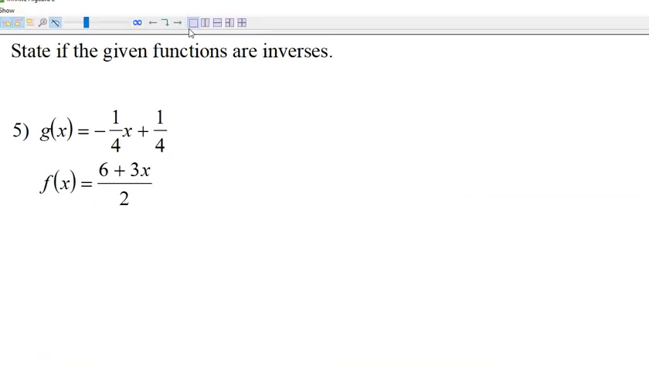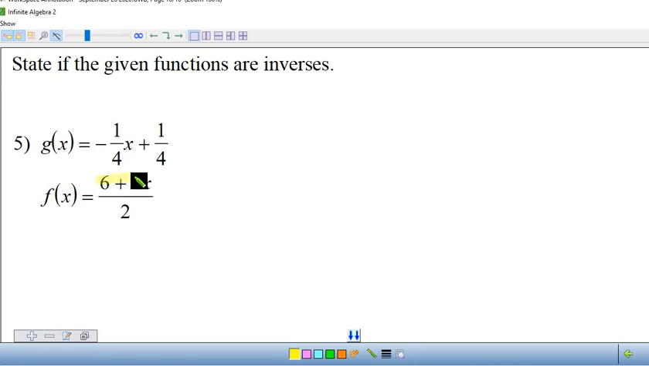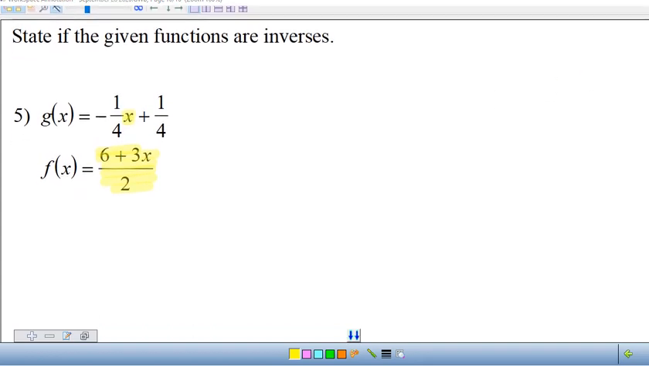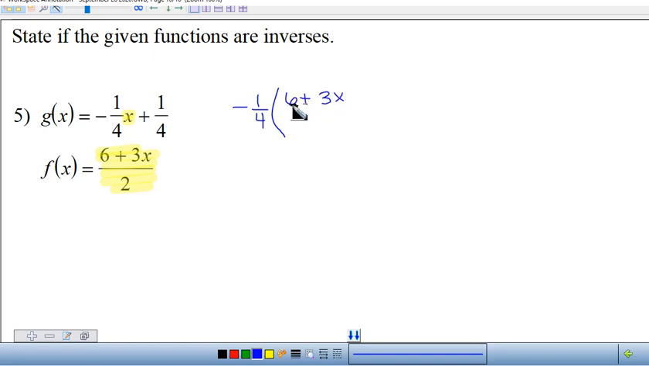We're going to do the same process. Once again, it's totally your choice. It doesn't matter which one you combine. But I'm going to take the second one again, and I'm going to plug it into the first. And just like I did before, I want you to use parentheses. So I've got -1/4, and I'm going to plug in 6 plus 3x over 2 plus 1/4.